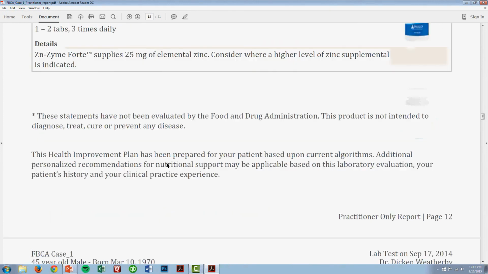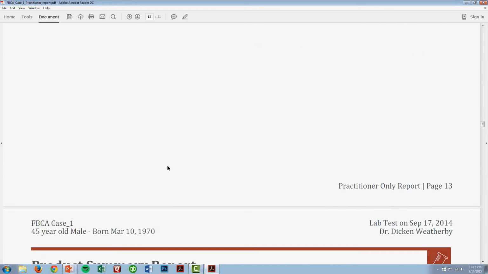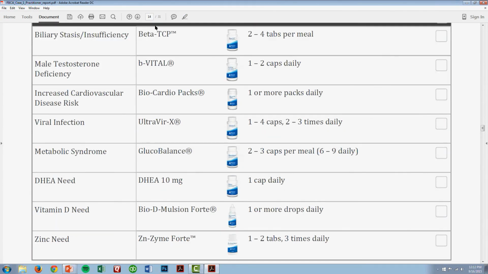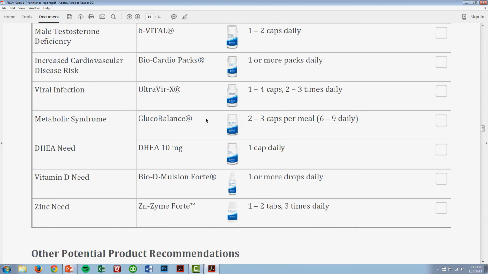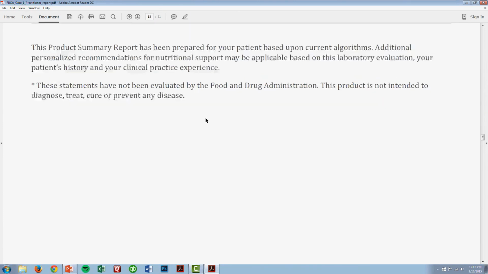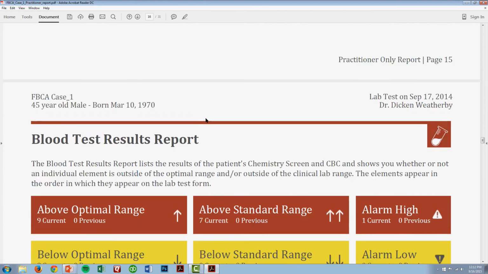We also have a summary plan that you can run, which summarizes everything and gives you a list of the protocols, what the top supplement would be, and then the dosage. And so that's the protocol point. Now let's take a look at the blood test results.